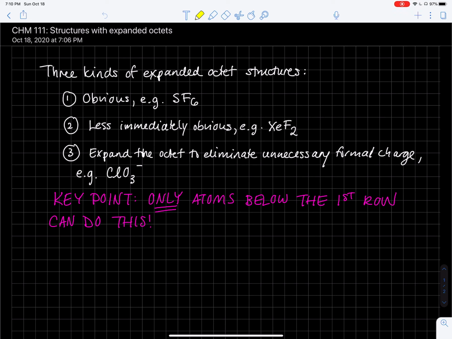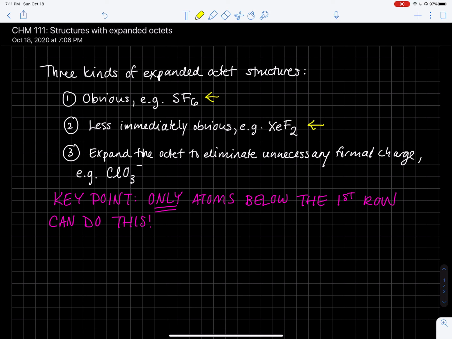Number one, ones that are obvious just from the chemical formula, SF6. We all know fluorine has to go on the outside. If you're going to have 6 fluorines on the outside of one atom, that atom has to have at least 6 bonds. Number two type is less immediately obvious. So if you look at something like xenon difluoride, it's not obvious that xenon's going to have an expanded octet, but as you start to draw the Lewis structure, you see you really have no choice.